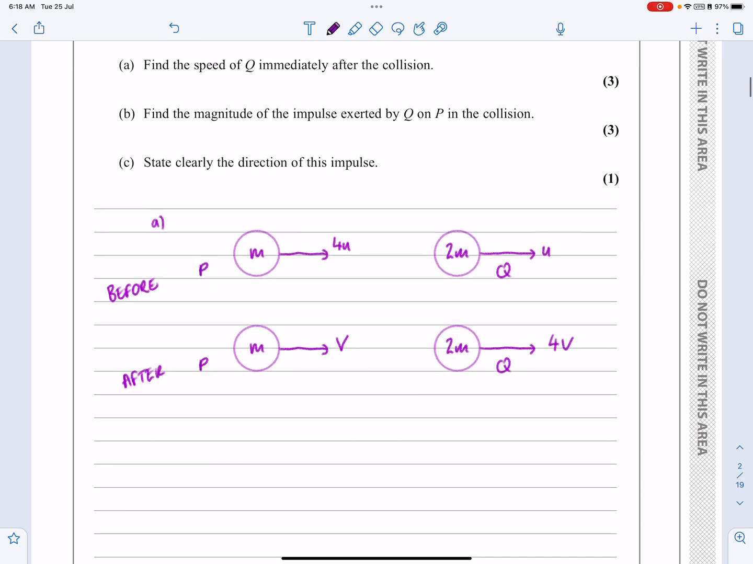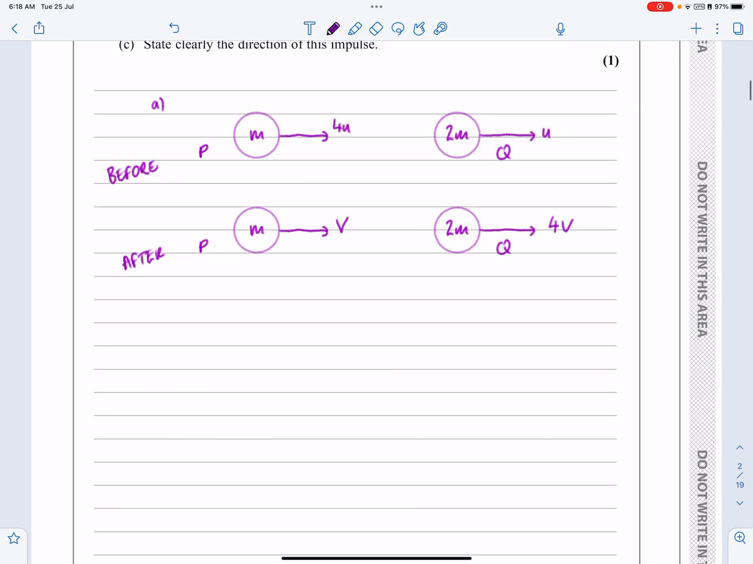Now we can see the question there. It says find the speed of Q, this one here, immediately after the collision. I've got enough information to be able to do that, so let's crack on. Using the conservation of linear momentum, I always write the formula down. It helps me to remember what's going on. The initial momentum, M1U1 plus M2U2, is equal to the final momentum, M1V1 plus M2V2. The momentum is conserved: conservation of linear momentum.